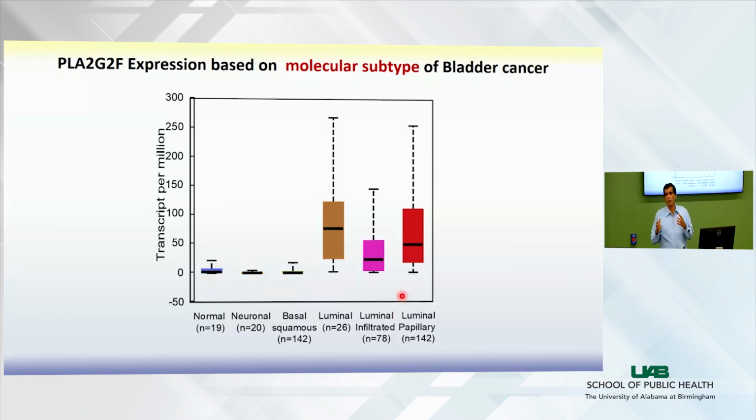Why do you do this kind of classification? Let us assume there is a drug for this gene, PLA2G2F, a very good FDA-approved drug. You don't want to treat all these patients, neuronal and basal squamous bladder cancer patients, with that drug because there is no gene expression in those patients. So that is the advantage of classifying gene expression or protein expression into subcategories. It may be molecular subtypes, histological subtypes, or based on race or whatever parameters the study provides.